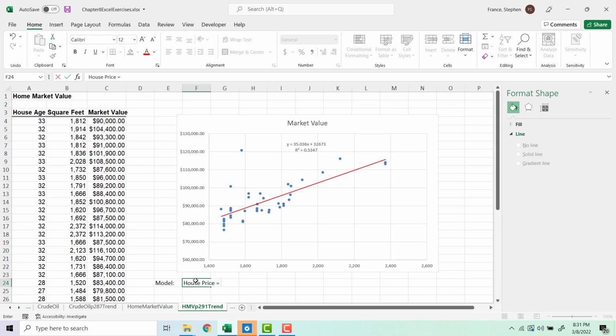equals 32,673, which is my estimate of beta naught, plus 35.036 times the square foot. And again, if we have a house, we could interpret the 32,000 as the market price for a house with 0 square feet, but that wouldn't make a huge amount of sense.